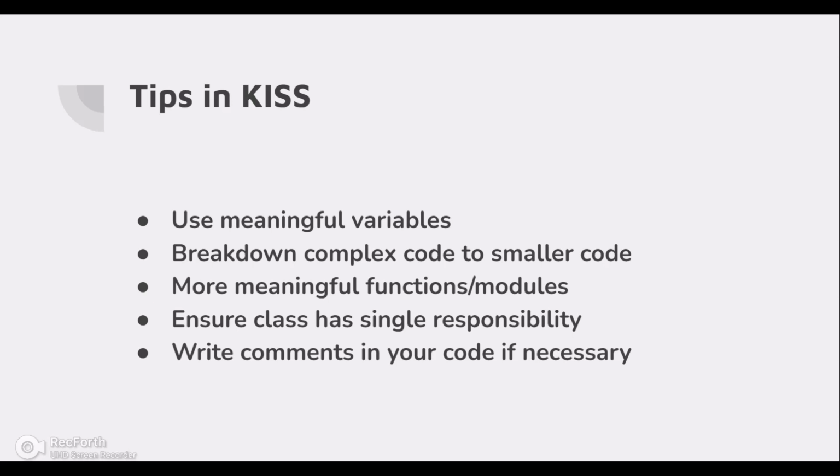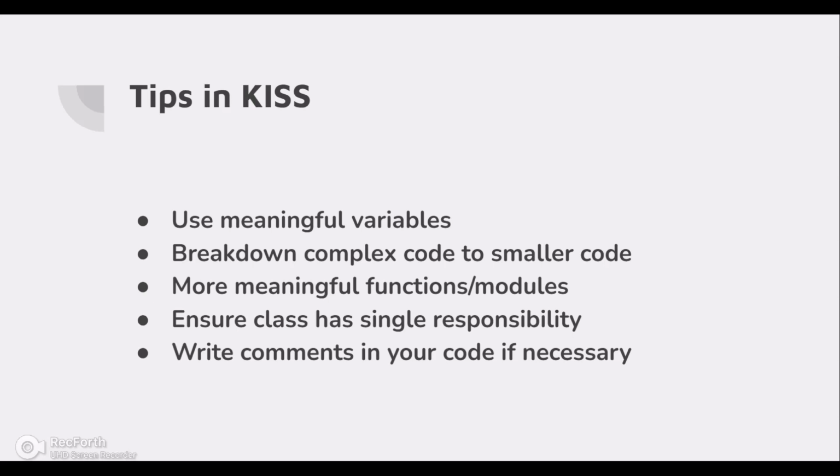A few tips to keep the code simple. First is to use meaningful variable names. Instead of using XYZ, ABC and IJK, use meaningful names like count, file name, first name, last name. So it is very easy to understand. By seeing the variable itself, we know that its purpose is maybe referring to the first name of a person, or second name of a person, or age of a person, instead of XYZ.